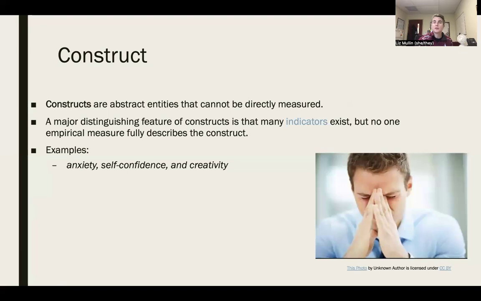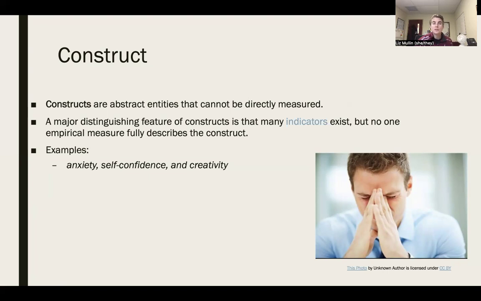The first one is a construct, and this one is probably one of the harder terms, but we're not going to spend a ton of time with it because we can't do much with constructs, but they're really important. A construct is an abstract entity, so it's something that we can't see or touch, but we know it exists. It cannot be directly measured.